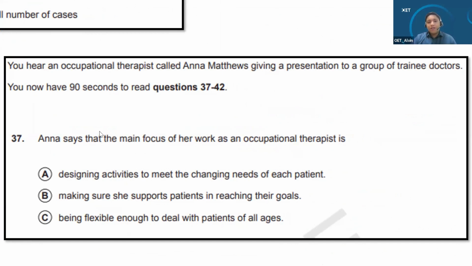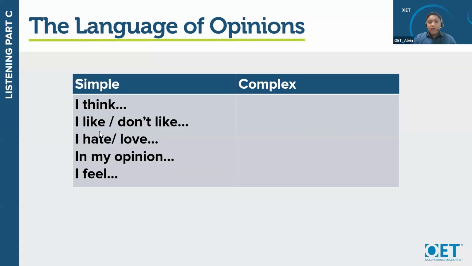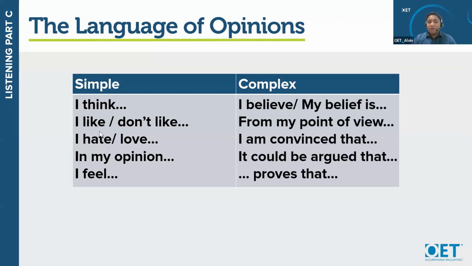Okay. So I think I just want to highlight the language of opinions. In listening part C, it's important that you try to highlight simple and complex expressions. You need to recognize words like I think, I like, or I don't like, I hate, love, or for complex, I believe, my belief is, from my view, from my point of view, and so on and so forth. Or maybe you could take a look at some words like I'm convinced that, so on and so forth.